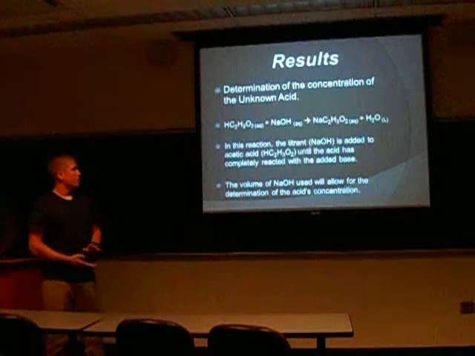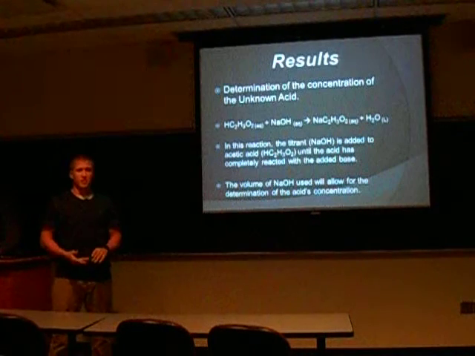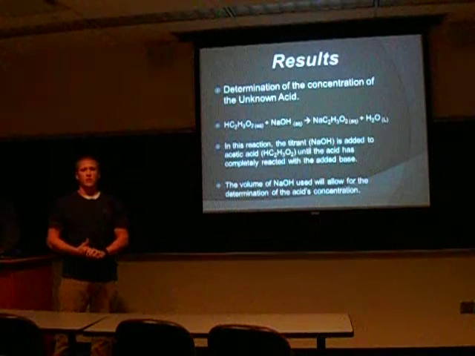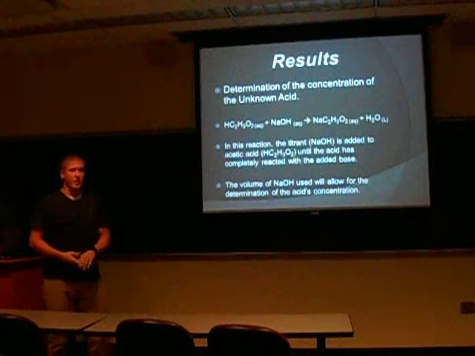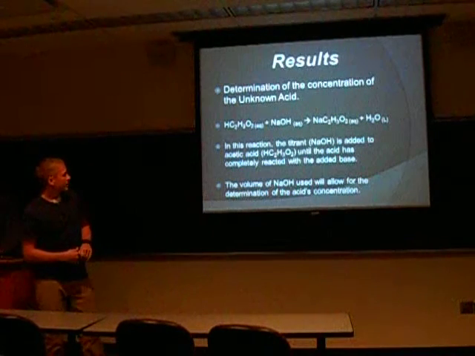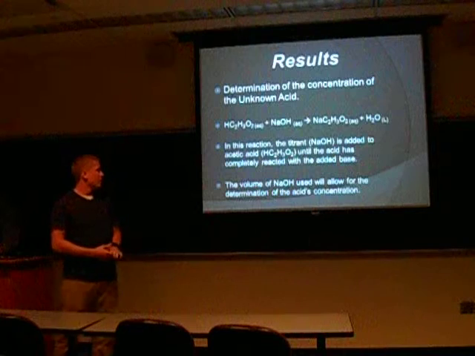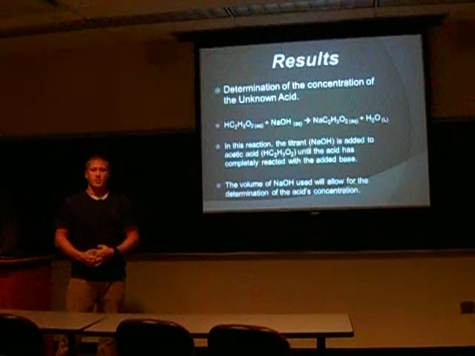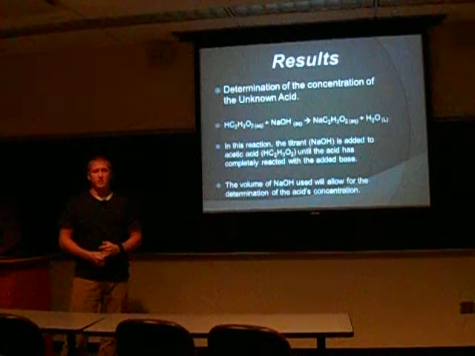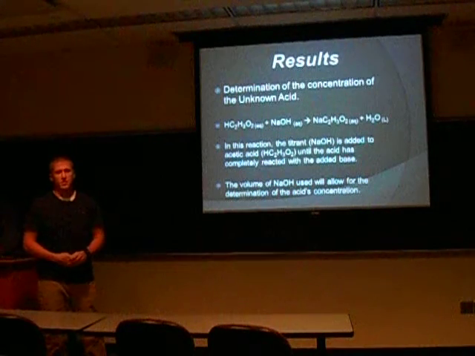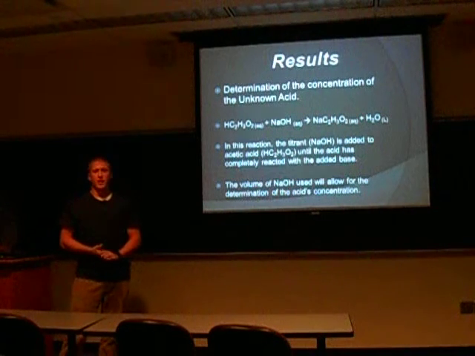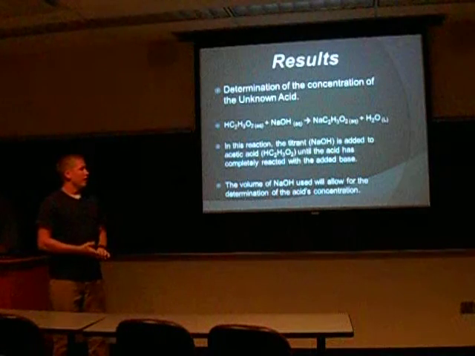The results for the second part of the experiment: the second part was the determination of the concentration of an unknown, and in this case it was just a pre-prepared sample of acetic acid. And there you can see, once again, the ratios. The mole ratio is 1 to 1, and we added the titrant, sodium hydroxide, this time to acetic acid instead of potassium hydrogen phthalate like last time. And once again, we went until the reaction went to completion, and that's when it turned pink.